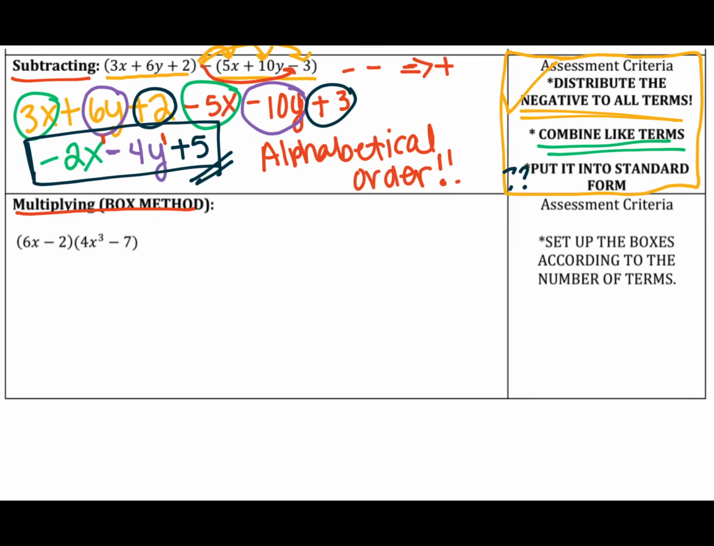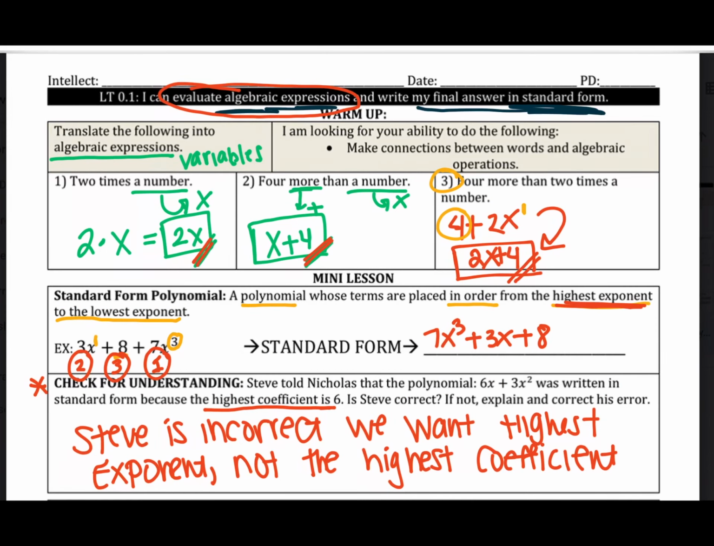Let's just go back and review. What did we go over? Well, we took a look at translating things. First, we took a look at translating things into expressions. So what if we have words and we need to translate that into an expression? Great. And then we went over what standard form actually means. And we used that to check and see if Steve was correct.